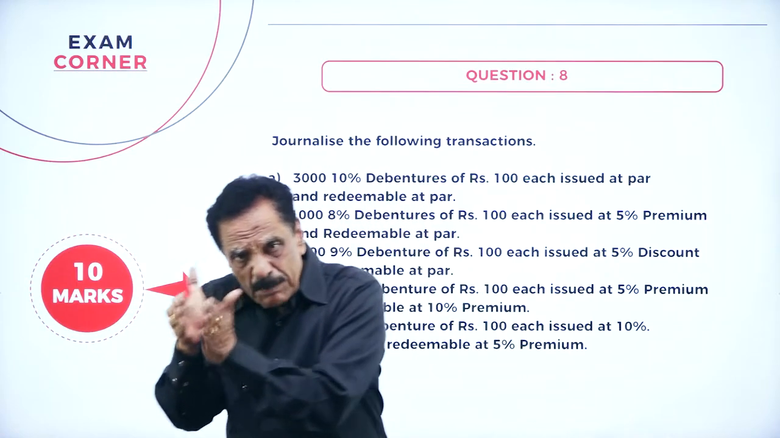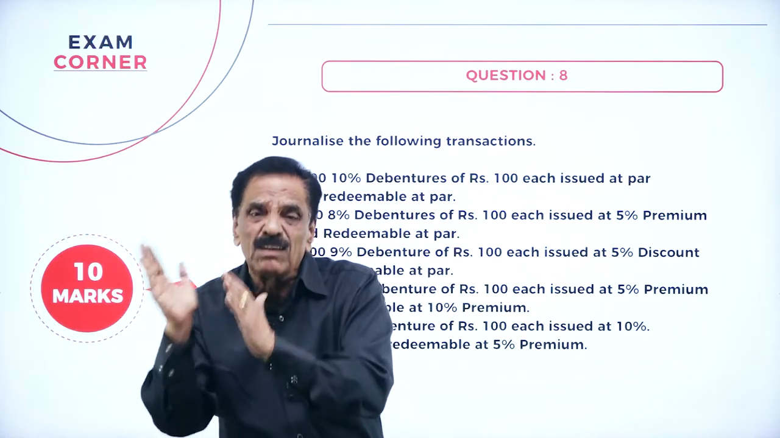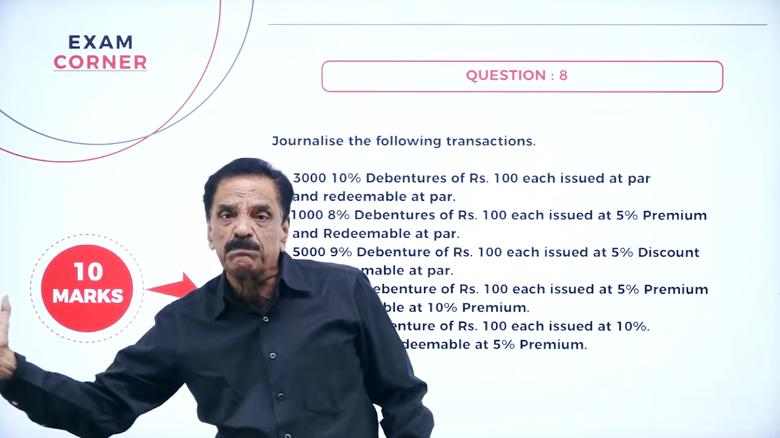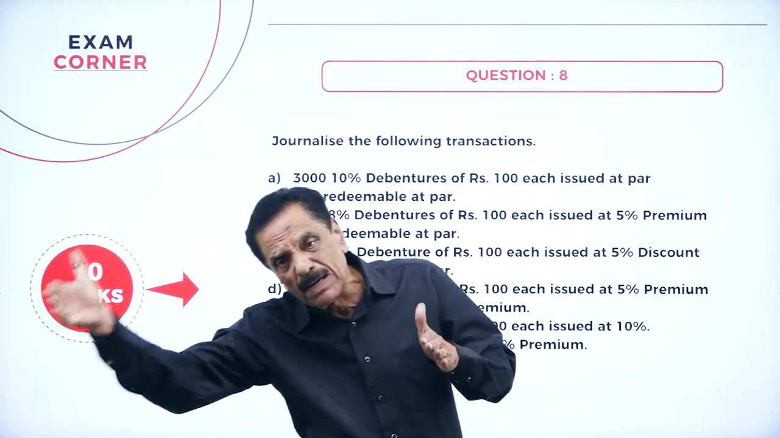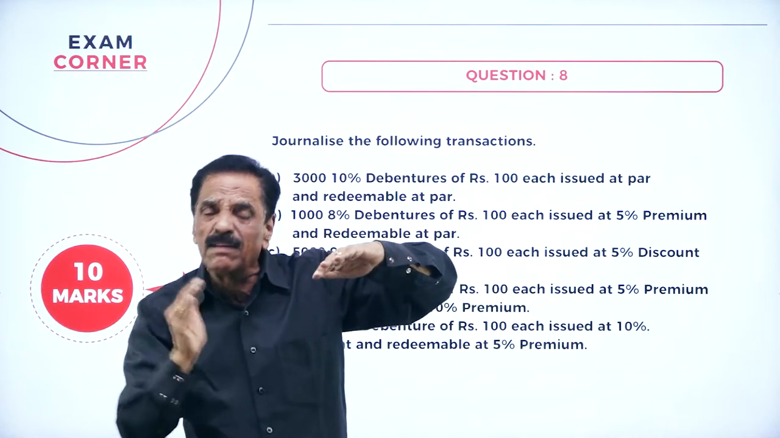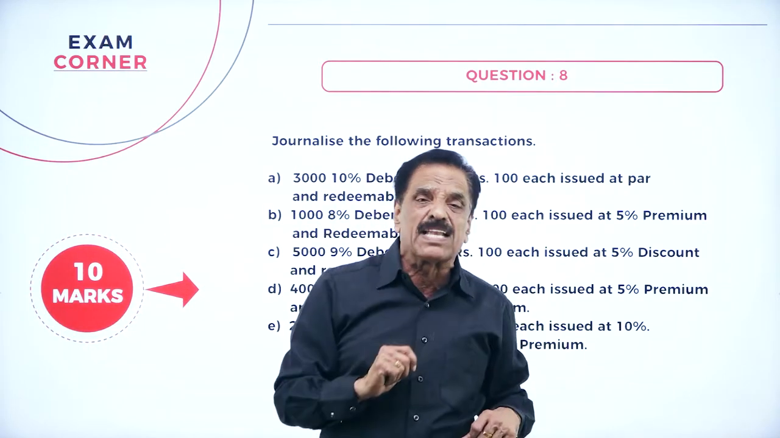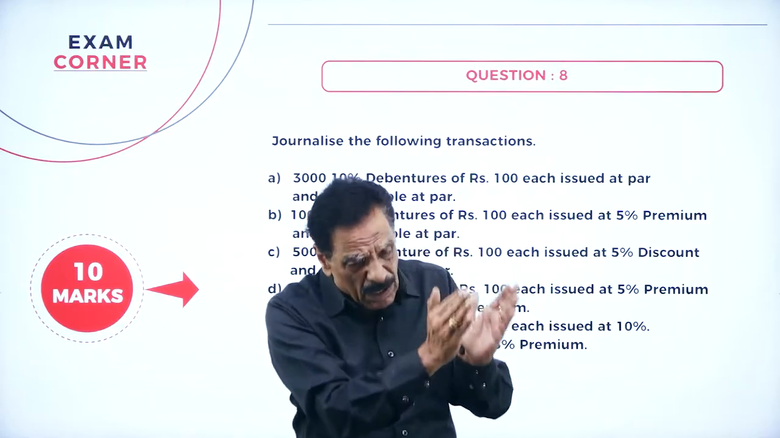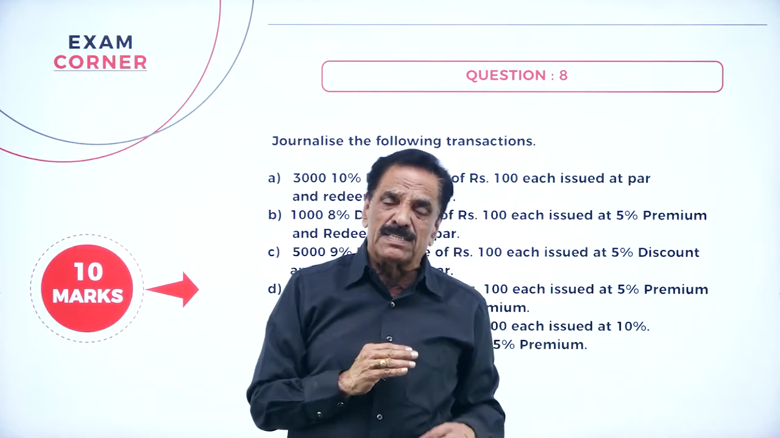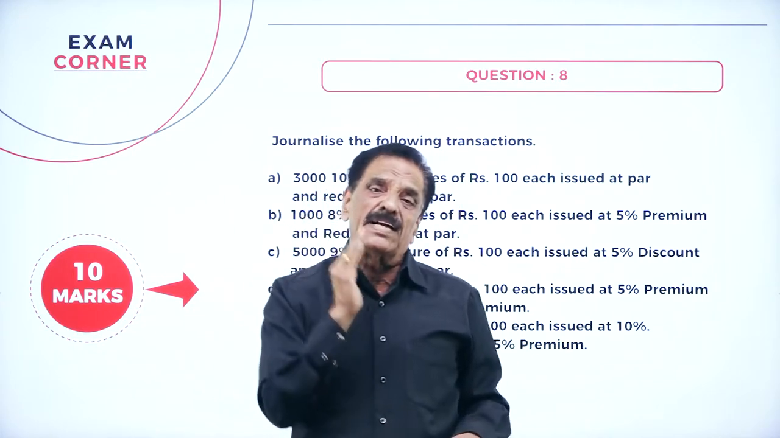Issued at 5% premium, redeemable at 10% premium. So there is a loss of 5%: bank account at par, loss on issue of debenture account, to debenture account, to debenture premium. Issued at a discount, repayable at a premium. So assume that you got 100 rupees, issued at 5% discount, 5 rupees gone. So you are receiving only 95. Payable at 10% premium, 110, means 15 rupees loss. So bank account at Rs 95, loss on issue of debenture account at Rs 15, to debenture 100, to debenture premium 10 rupees. For the payment entry, debenture account debit, debenture premium account debit, to bank account.